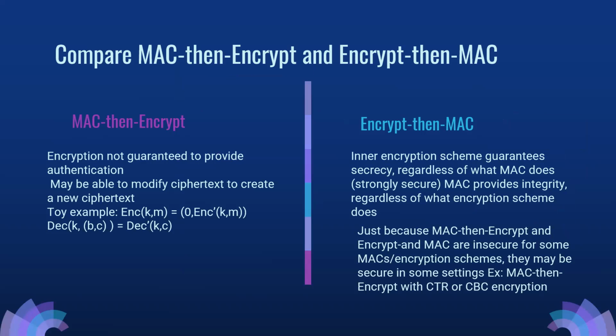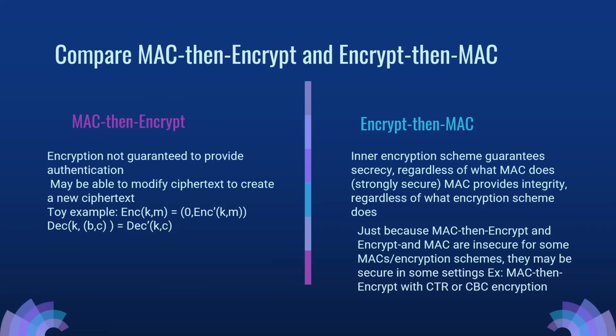So now we need to make a comparison between MAC then encryption, and encryption then MAC. So for MAC then encryption, encryption is not guaranteed to provide authentication. So an attacker may be able to modify the ciphertext to create a new ciphertext. For example, encryption with key K and M equal to 0 gives encryption prime K and M. So the decryption will be K and C, which equals decryption prime K and C.